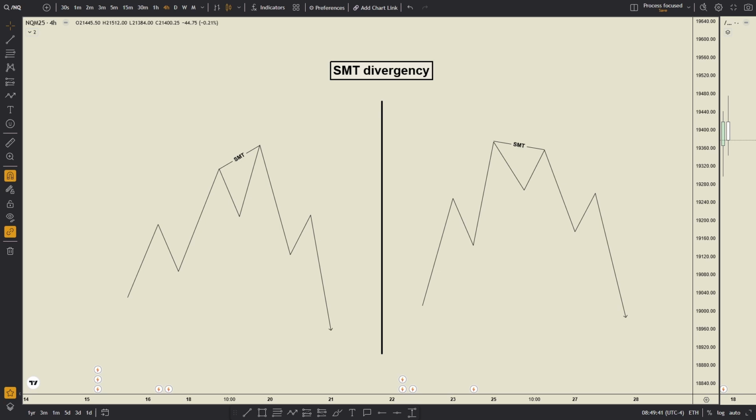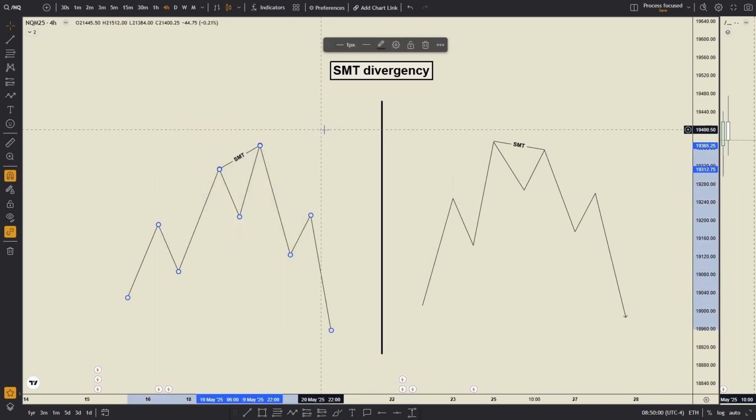Okay, so that's going to be everything for today's video on SMT divergences. You can screenshot this if you want. Notice how this would be your NQ, this would be your ES. This high has taken out this high, and this high has failed to on ES. So there's your bearish SMT. Now this is a very simple concept.